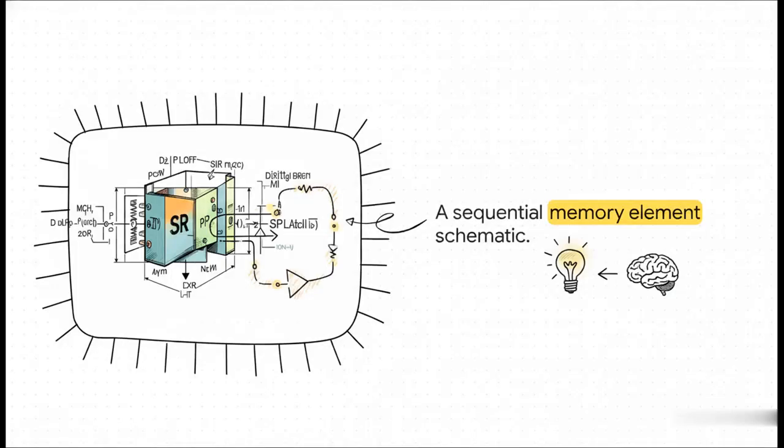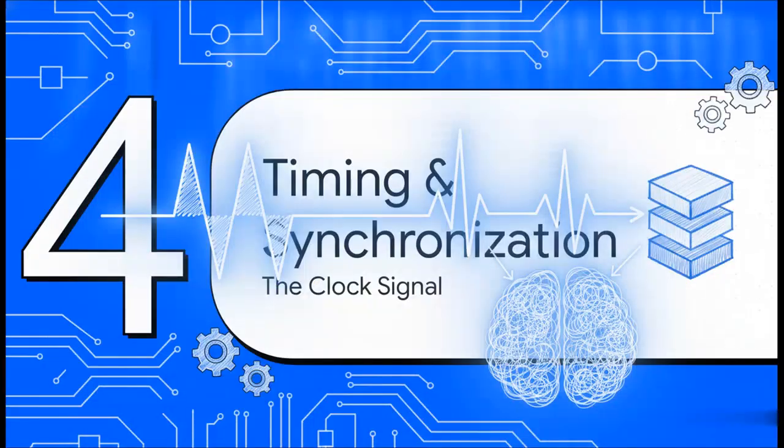The real magic trick here is the physical feedback loop. In these circuits, the output is literally wired back around to become an input. That physical loop is exactly what traps the electrical signal, essentially creating a memory state. It allows the circuit to hold on to a bit of data tightly until it's specifically told to change. But how does the circuit know when to change?